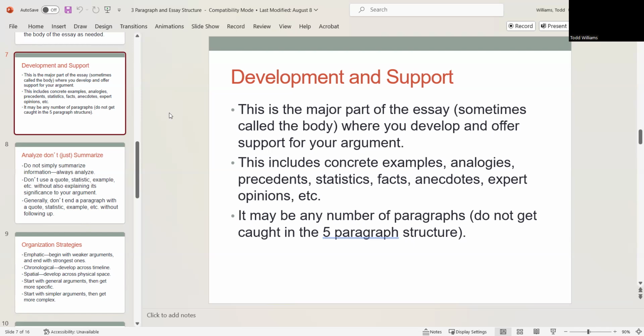Again, don't get caught in that 5-paragraph structure, right? It's rare that there's going to be a topic where there's exactly 3 main points to make about it, right? And each main point doesn't necessarily need to be 1 paragraph, right? You might spend 3 paragraphs making 1 point, but it has different elements to it. You might have 4 main points or 5 main points, depending on the length of your essay. So again, don't get caught in that 5-paragraph, 3 main point structure.